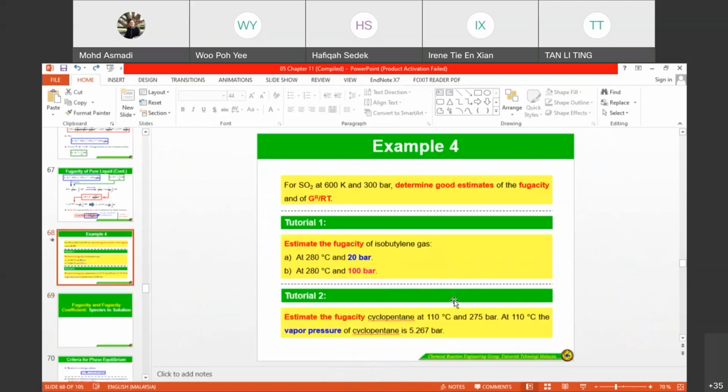Okay. So for tutorial 2, estimate the fugacity of cyclopentane at 110 degrees C and 275 bar. At 100 degrees the vapor pressure of cyclopentane is 5267. If you look at here, how to calculate this fugacity. Okay, please solve it. I will ask you in the next class.